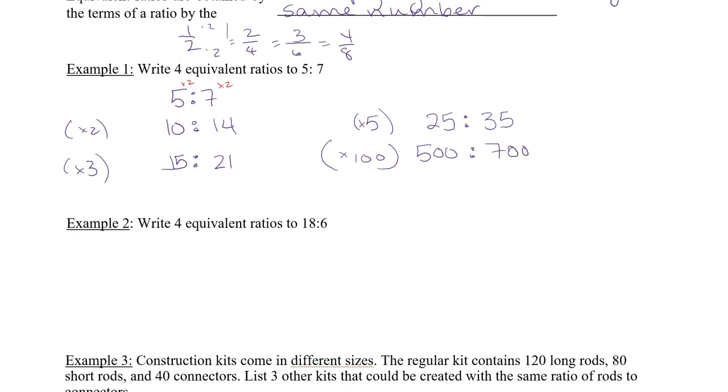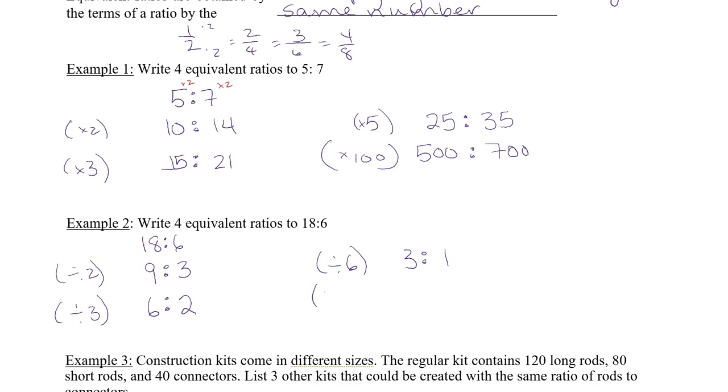However, in example 2, 4 equivalent ratios to 18:6, now if I want I can divide, because I can divide both the top and bottom, both sides, by 2. So 18 divided by 2 is 9. 6 divided by 2 is 3. I could divide them both by 3. So 18 divided by 3 is 6. 6 divided by 3 is 2. In fact, I could divide them both by 6. And 18 divided by 6 is 3, and 6 divided by 6 is 1. Okay? So those are 3 options I have to divide. That's all I could really divide by.